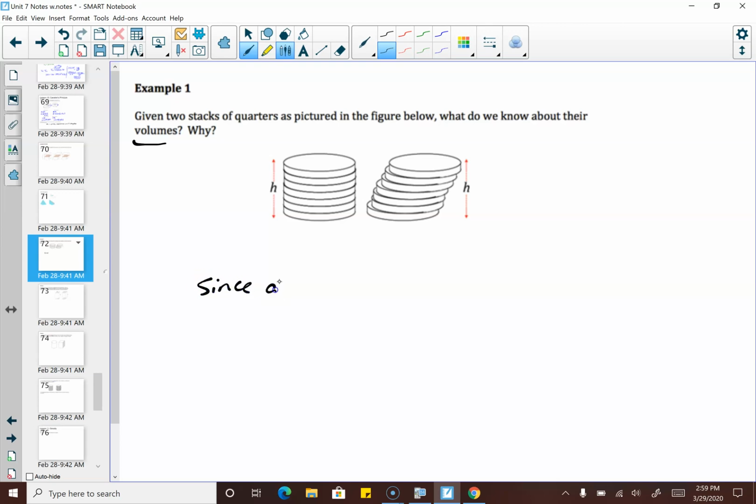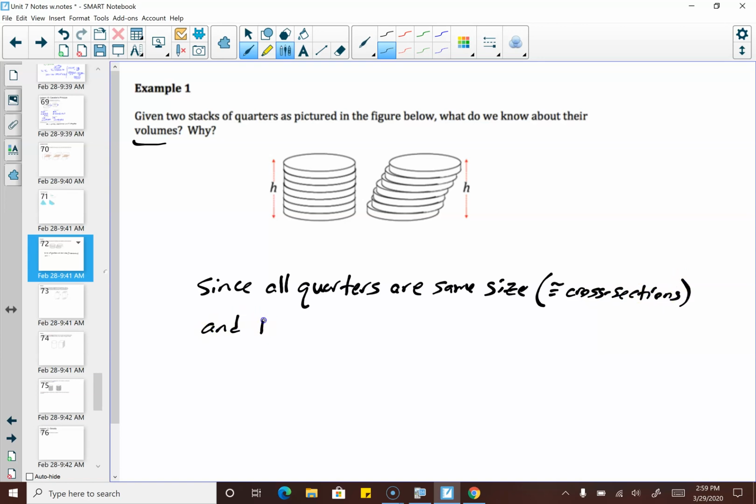Since all quarters are the same size, in our Cavalieri's principle question, that's acting as our congruent cross sections. And the stacks both have 7 quarters. That's acting as our equal height.